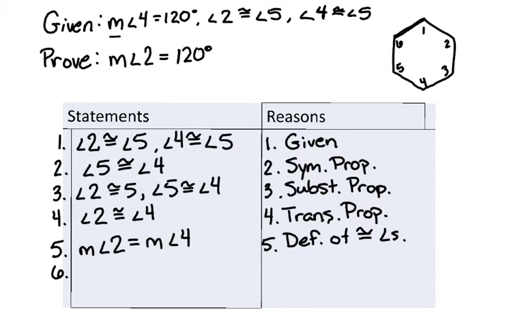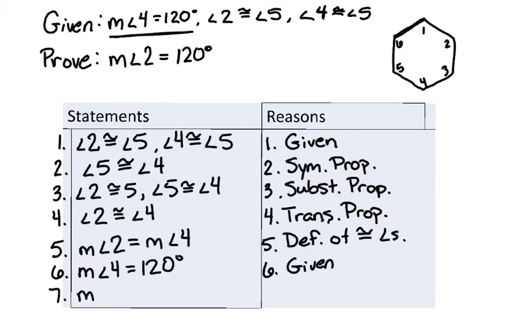Actually, let's state this up here, this portion of the given information that we haven't stated yet, because we need to state it in our proof somewhere. So we know that the measurement of angle 4 is equal to 120. That's given. So let's substitute in that 120 for the measurement of angle 4 to get this statement here. Measurement of angle 2 is equal to 120 degrees. And that's what we were wanting to prove. And we use the substitution property for that last one.